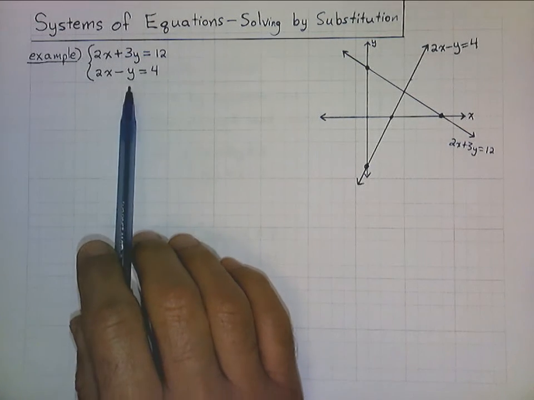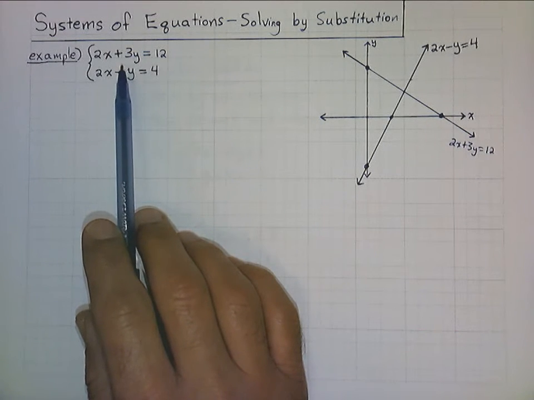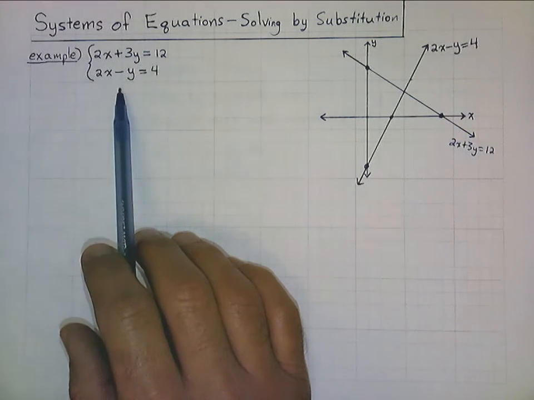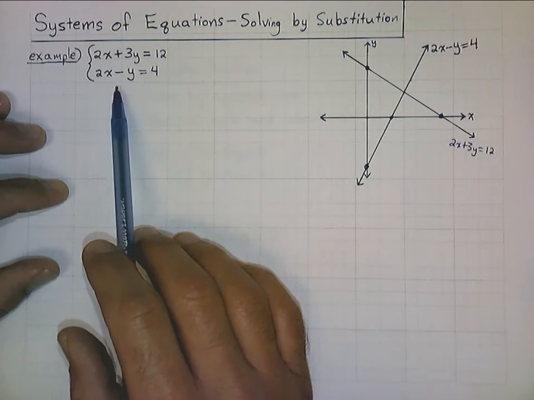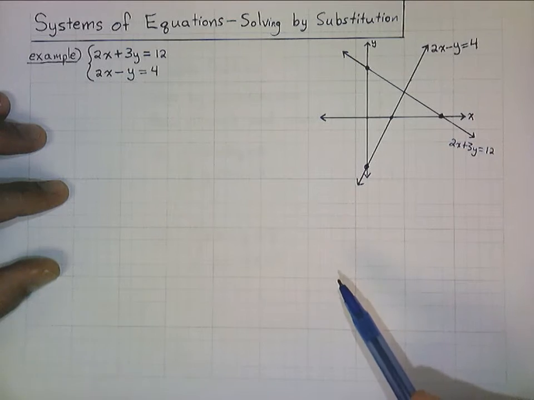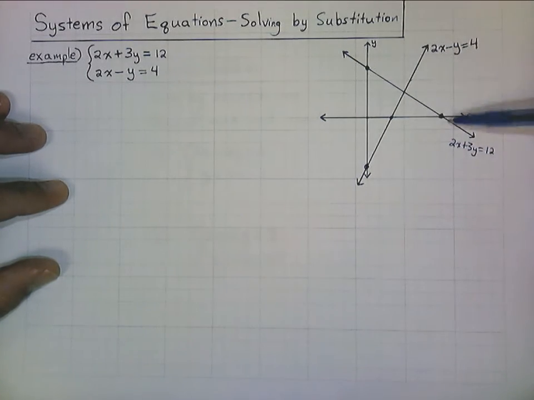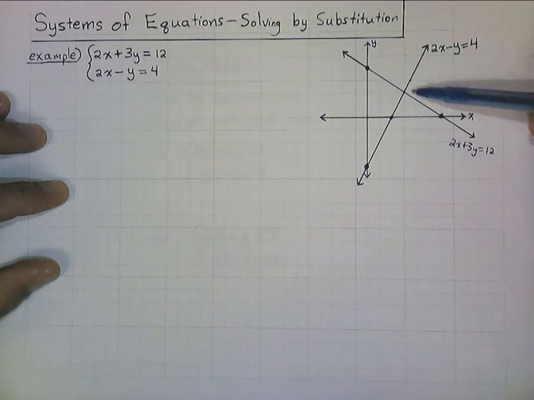The system is right here. We've got the first equation, 2x plus 3y equals 12. And the second equation is 2x minus y equals 4. And we see that both equations are in standard form. And actually, I've even got them graphed over here for us, just so we have a picture to look at too. We don't need to graph when we're using substitution, but it'll help just illustrate kind of what's going on with the substitution method. So here, this equation right here is 2x plus 3y equals 12.